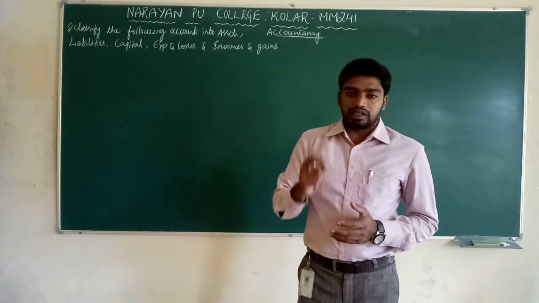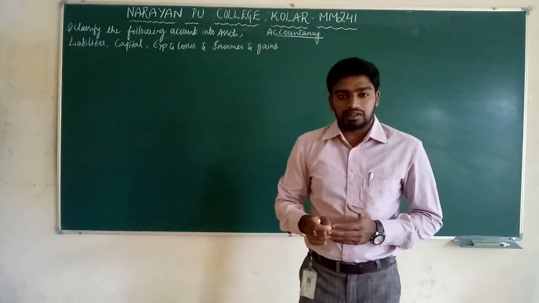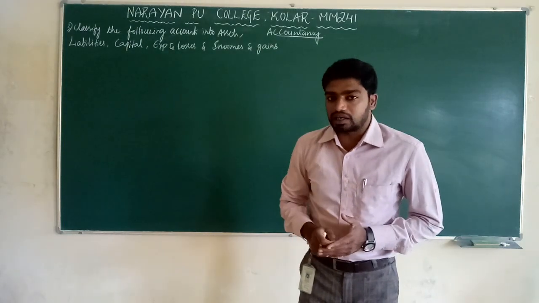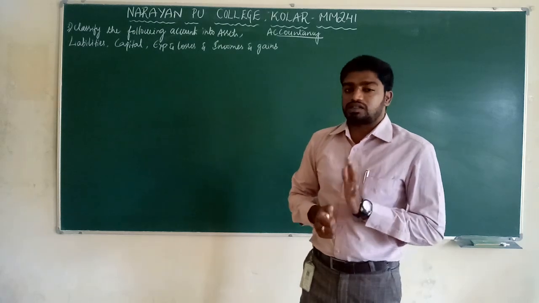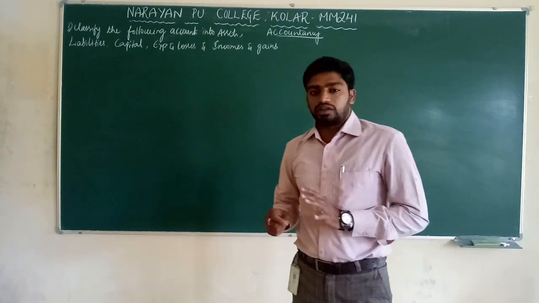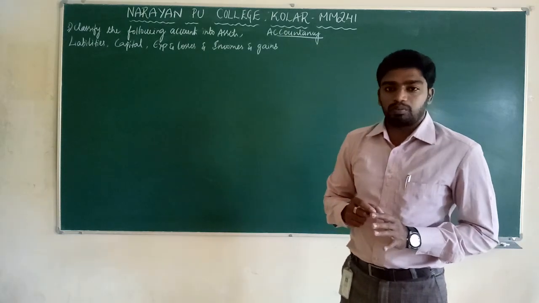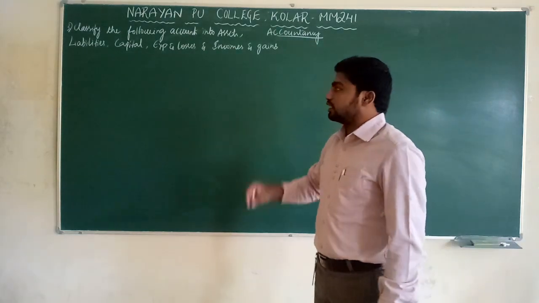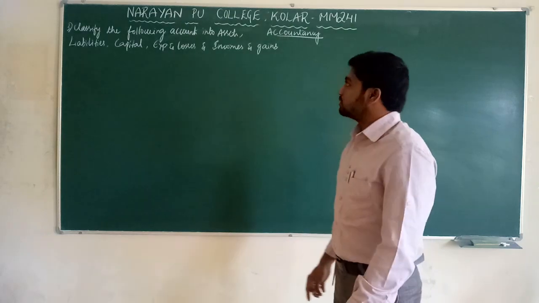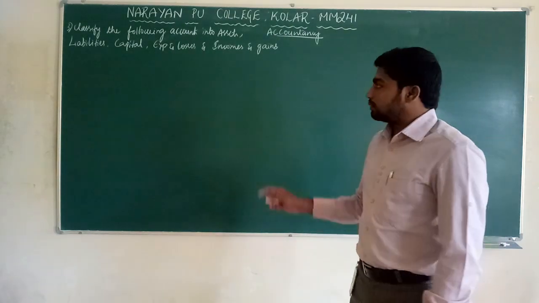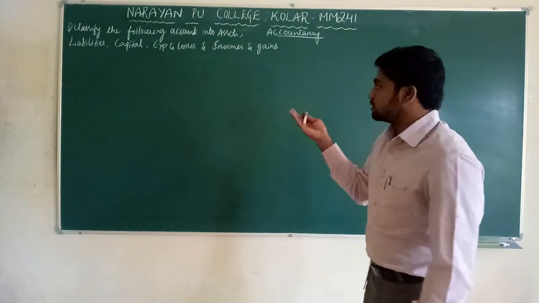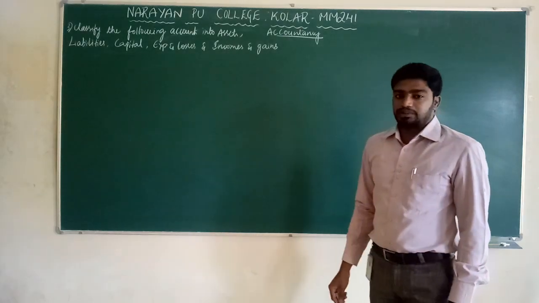This question is mandatory, this question is compulsory for you. For how many marks? For 6 marks. This question is most important from your exam point of view. Write down the next heading: classify the following accounts into assets, liabilities, capital, expenses and losses, and incomes and gains.